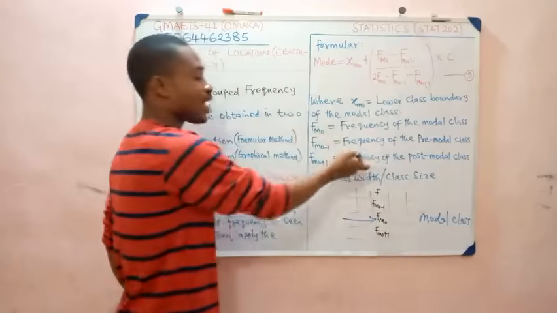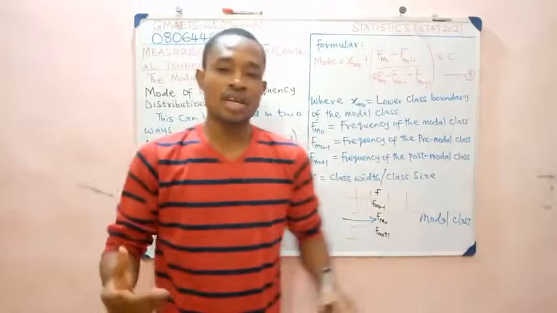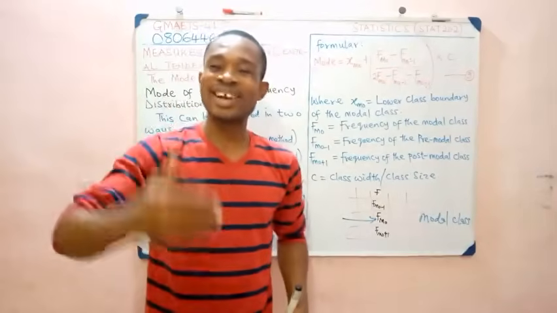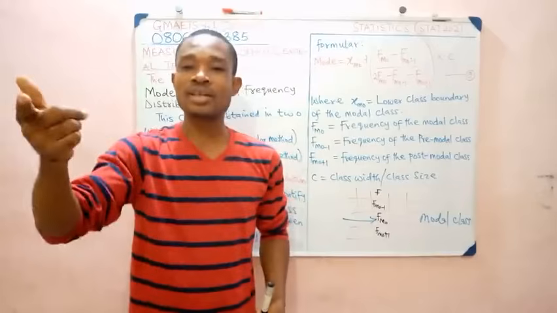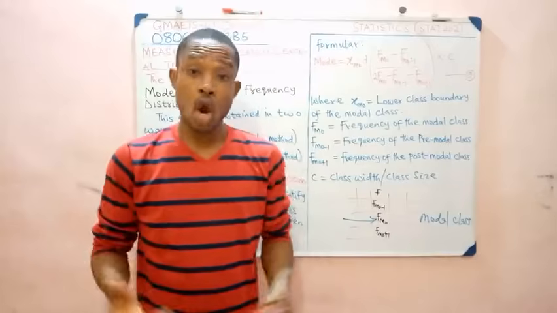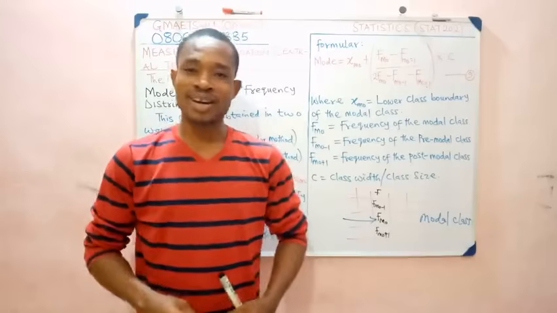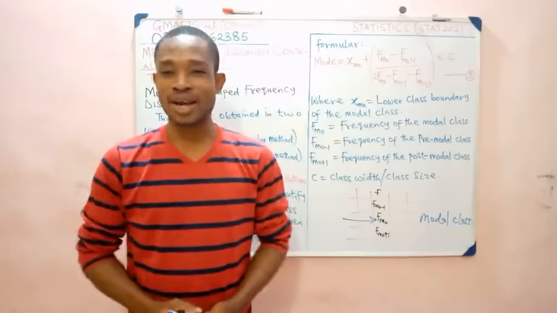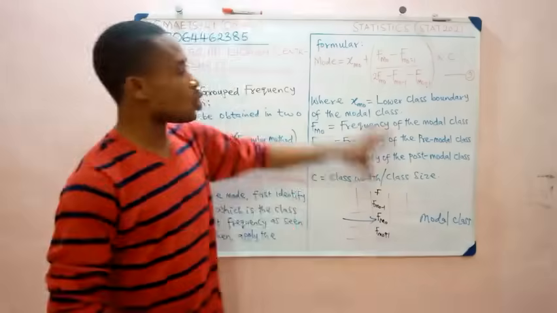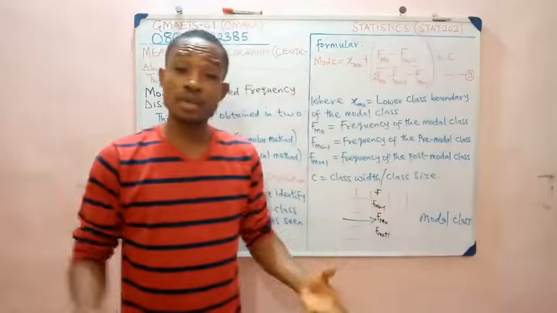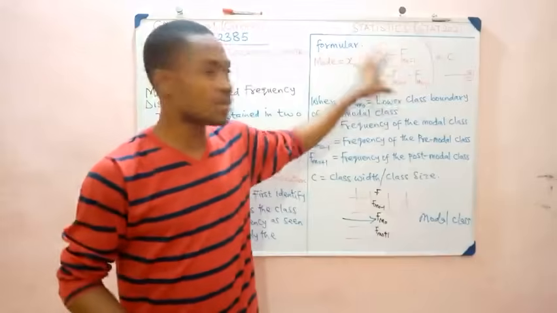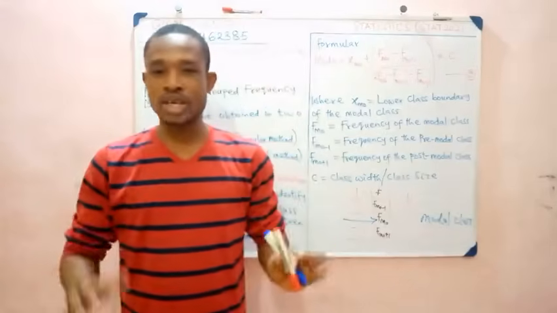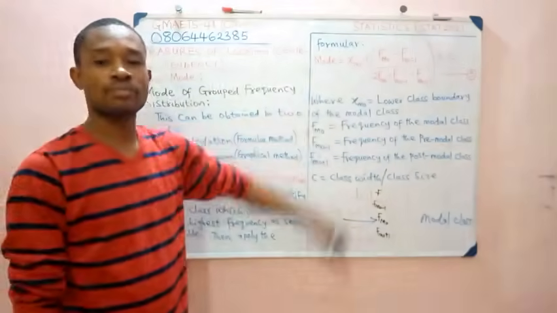Our C is class width or class size. And of course, in order to get a class width, you can obtain it from either the class limit by doing upper class limit minus lower class limit, or you can obtain it from your class boundary by doing upper class boundary minus lower class boundary. Once you are able to obtain all these terms from the table, your problem is solved. Simply substitute them into this formula and then calculate. What you obtain is your mode.